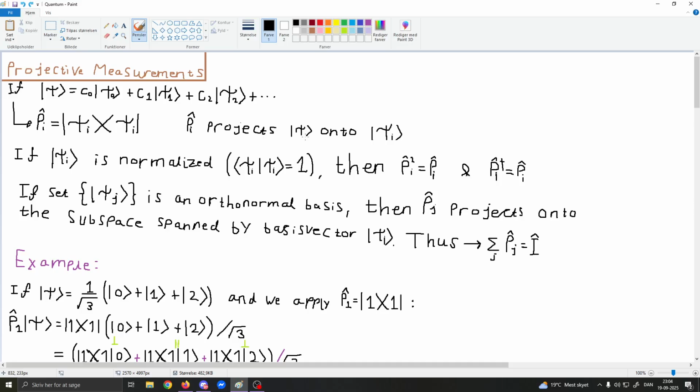All right, guys. So I'm making a short video just to cover some subjects that I see you've encountered, which may be difficult to understand, starting with these projective measurements.